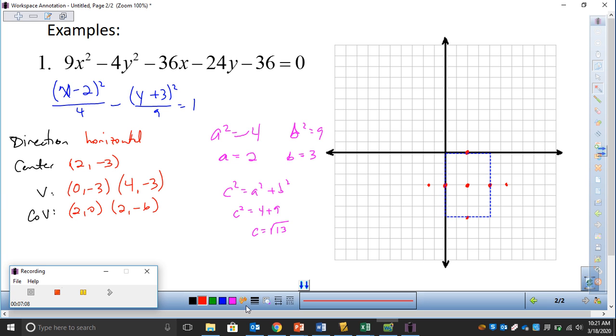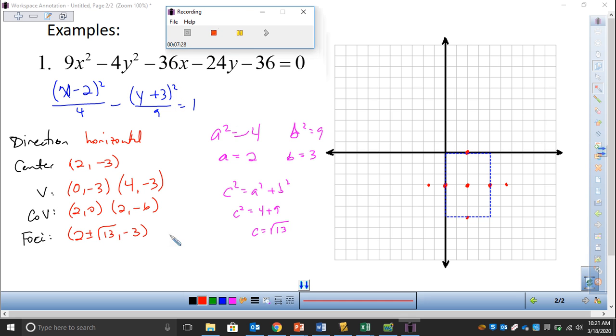There's my foci. And how I want those written, again, as they always are, there it is. My left and right, my x values are changing from the center. So when I'm writing that, it's going to be 2 plus or minus the square root of 13, -3. So there's my foci, my vertices, co-vertices, etc.